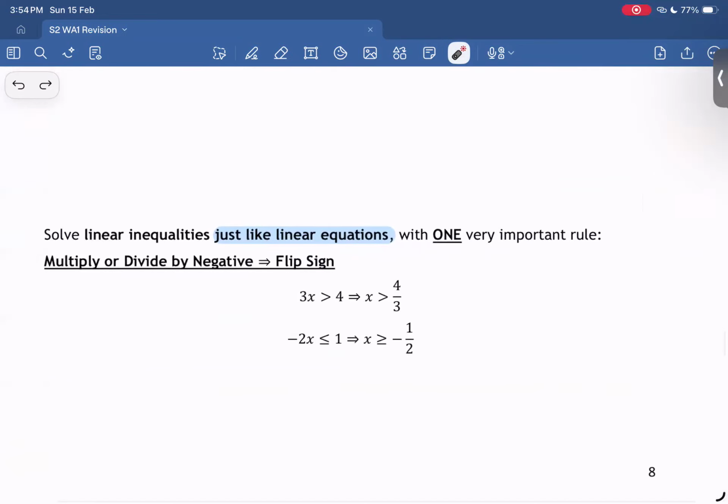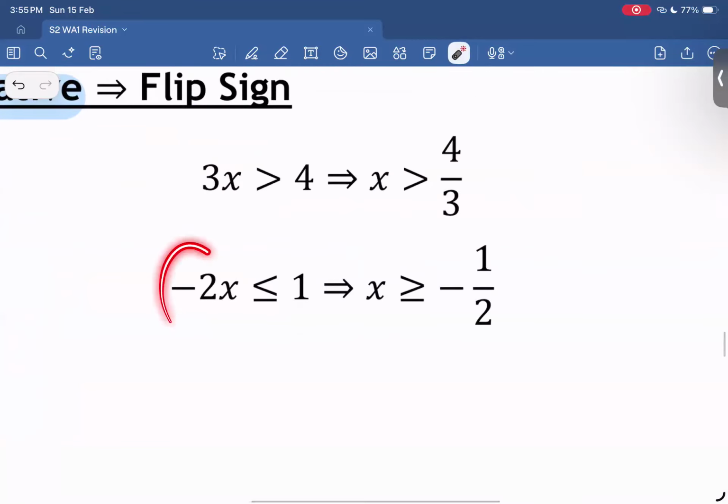Oh, and one more thing. There'll be one scenario, or actually two scenarios, where you have to flip the sign. So when do you do that? It is when you are multiplying or dividing with a negative number. So for example, take a look over here. I've got minus 2x, which is less than or equal to 1.